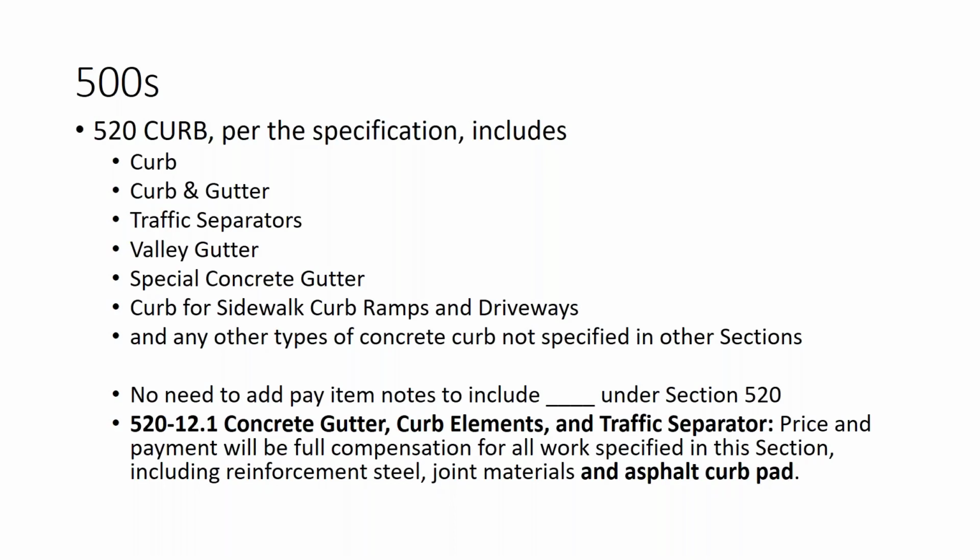We do not need to add any pay item notes to include materials under section 520 because if you read the actual specification, it does indicate that price and payment will be full compensation for all work specified in this section, including any steel, joint materials, and the asphalt curb pad. I know we've seen that note regarding the asphalt curb pad carry over from past years, but it's already in the specification. And as we learned in part 1, we do not want to duplicate or conflict with the specification language.